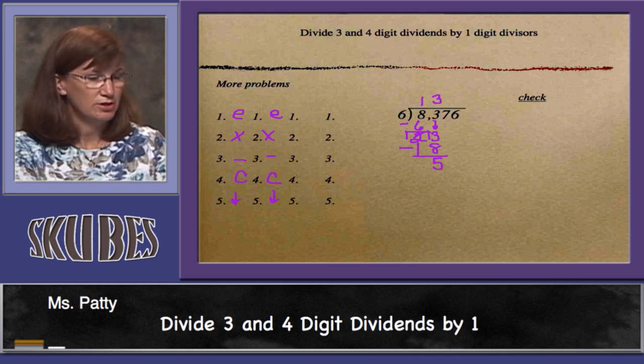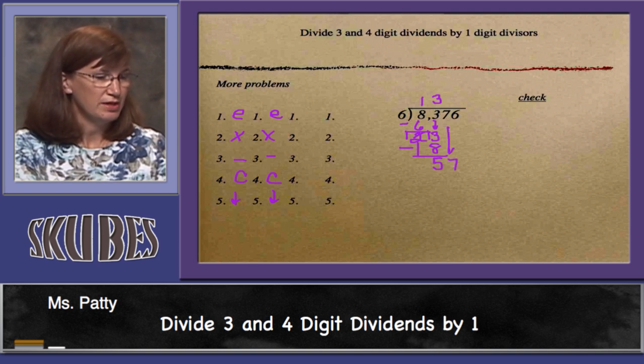And let's bring down. We'll bring down the 7. Try and bring your numbers straight down. Don't go over to the side too much. And now we start again.